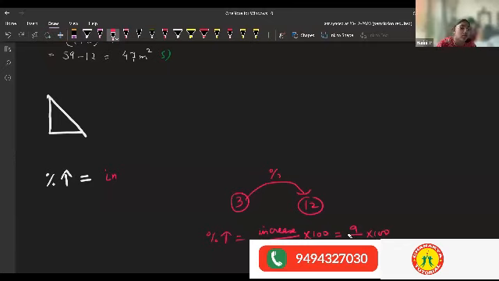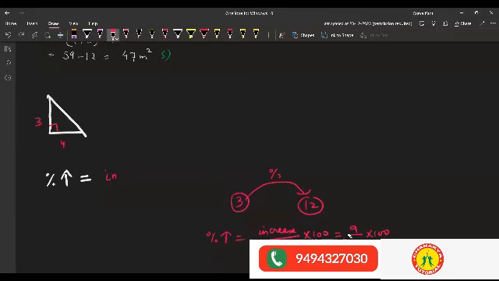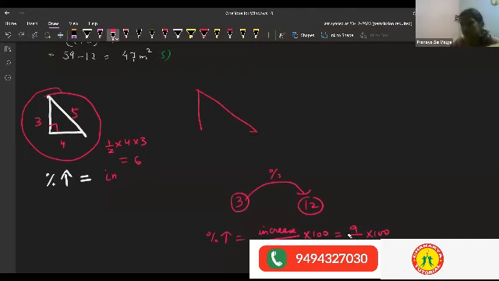Okay. So here, suppose we take a triangle. We'll take this as 3, this as 4, this as 5. So the area of this triangle is how much? Simply we take it, it's not compulsory. Half base into height. The answer will come 6, right? Yes, sir.